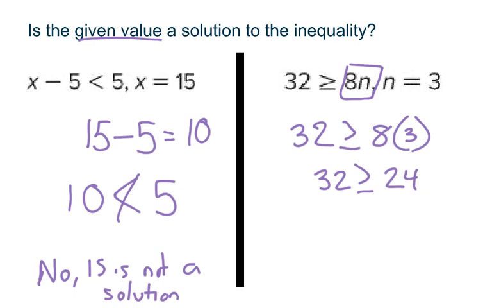It does not have to, and it cannot, satisfy both greater than and equal to. It's either one or the other, because a number either is equal to a number or it's greater than or less than a number. So in this case, I would say yes, 3 is a solution.